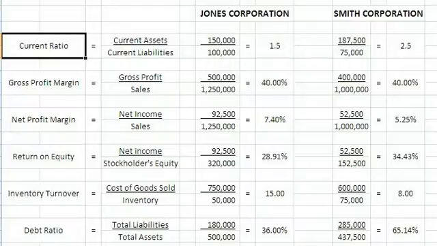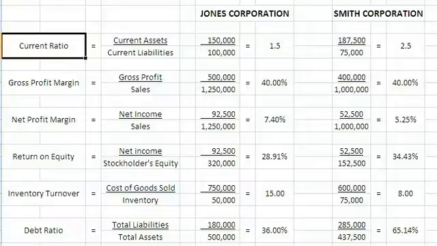So in choosing between Jones and Smith, I would extend credit to Smith. We can see here that his current ratio is higher than Jones. This means for every dollar of current liabilities, they have $2.50 of current assets. This is better than Jones. I have a better chance of getting paid.